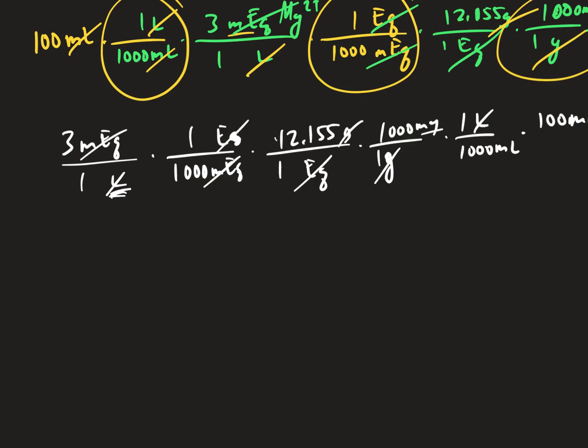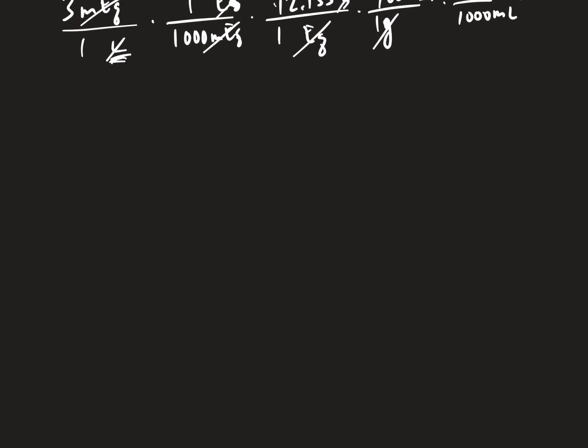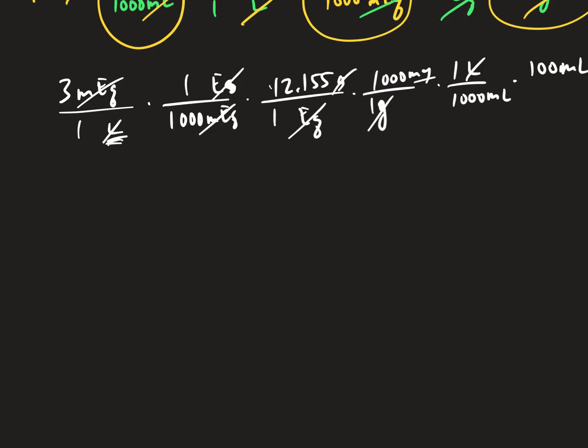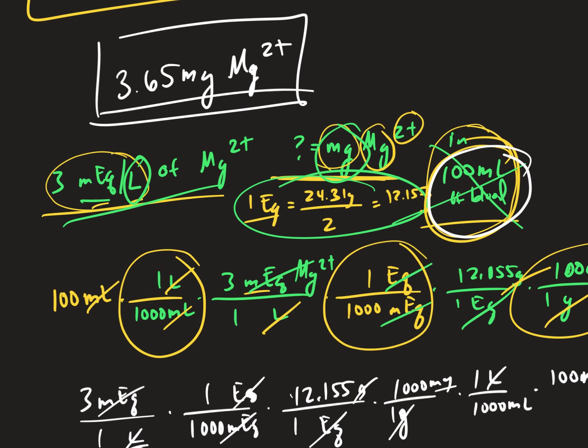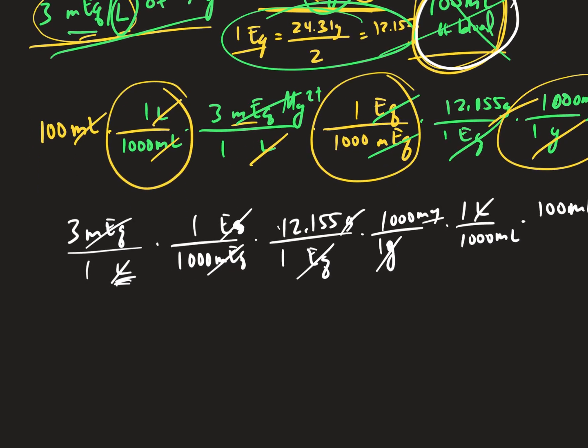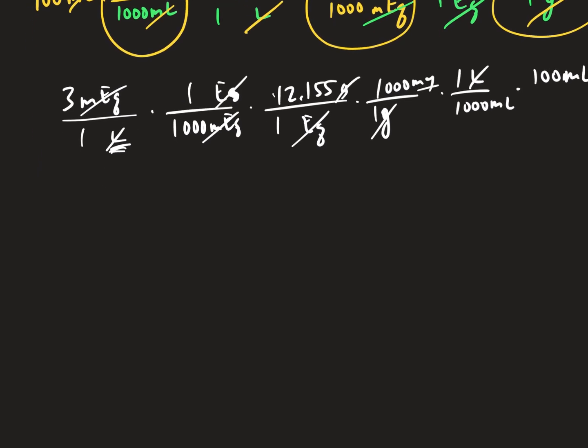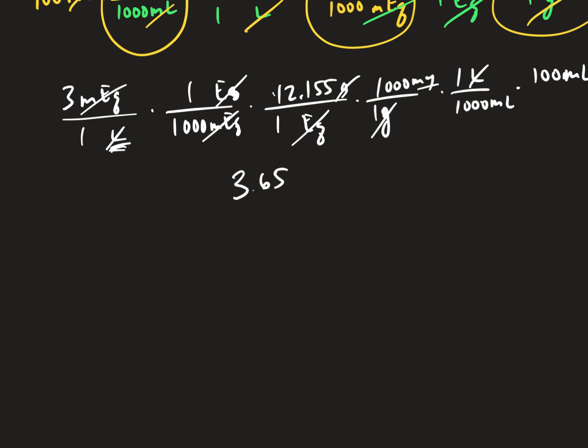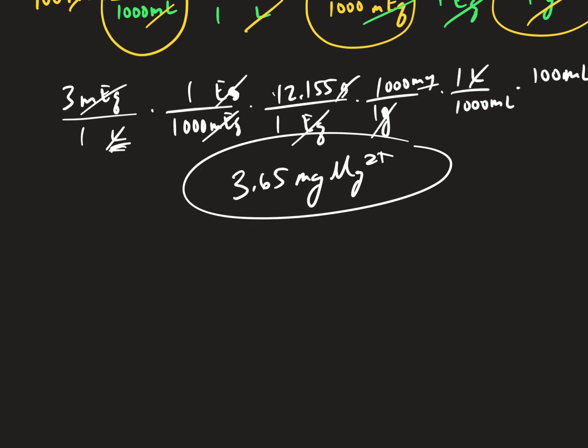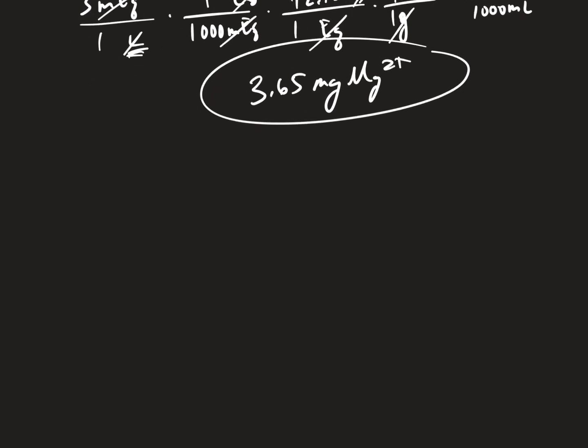All right, let's move to the next unit of concentration. What was the answer? The answer was 3.65 milligrams of magnesium 2 plus. All right, let's go on to osmolarity.